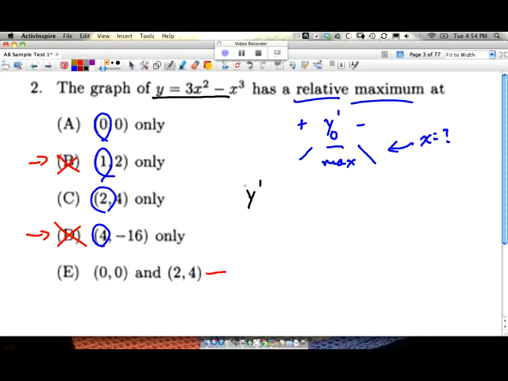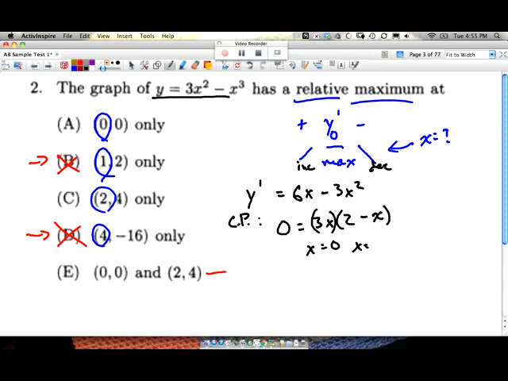We have y, but we need y prime, because that's really what we're looking for to make this analysis. When do we change from increasing to decreasing? Well, y prime, pretty simple derivative here, 6x minus 3x squared. All right, so at this point, I would probably try to find my critical points. To find my critical points, I would say 0 equals 6x minus 3x squared. Well, let's factor that too. I could factor out a 3 and an x. That would give me 2 minus x. Okay, so that tells me that x equals 0 and x equals 2.